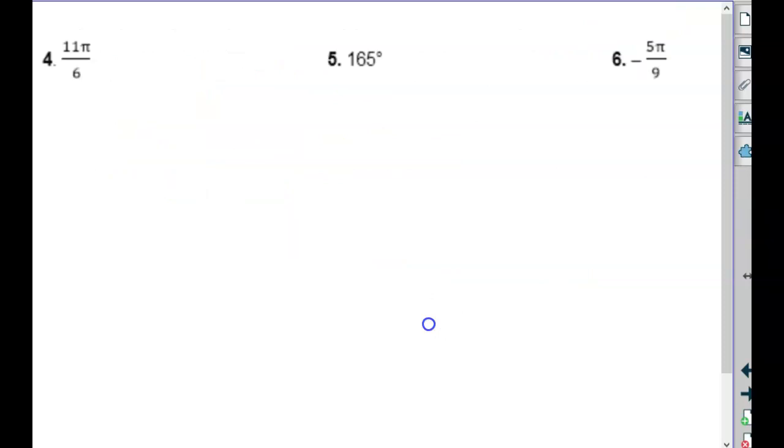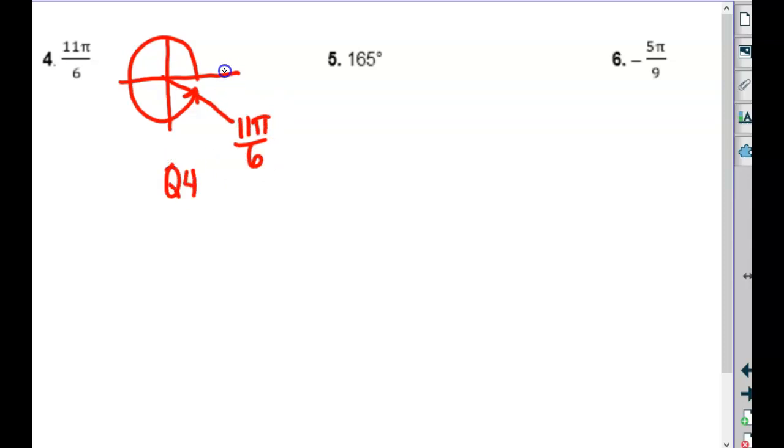All right, number 4, 11 pi over 6. Anybody know where that is? 4th quadrant over here. And the reference angle, if you had a unit circle for this quiz, which you might, you could just look at it, right? And say 11 pi over 6 is really 330, so it's really a 30-degree reference angle, which is pi over 6 in radians.